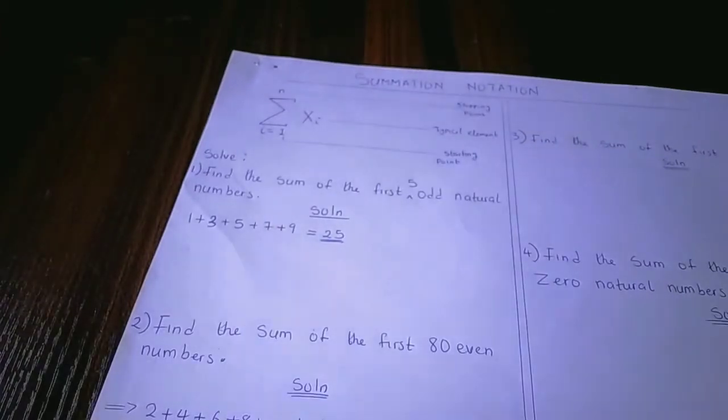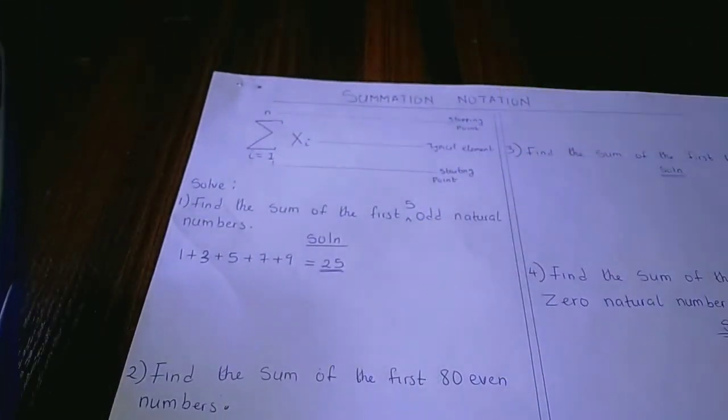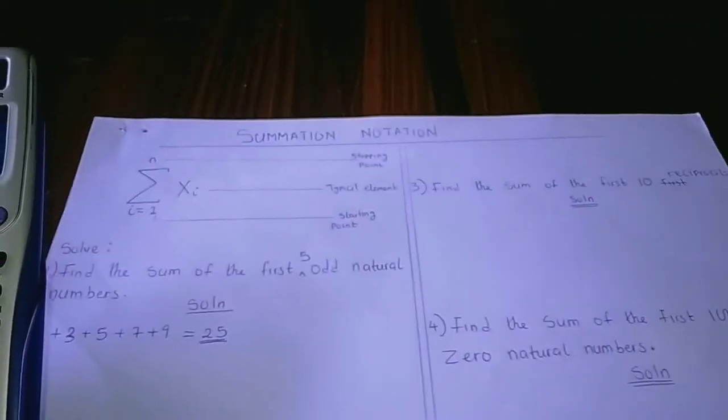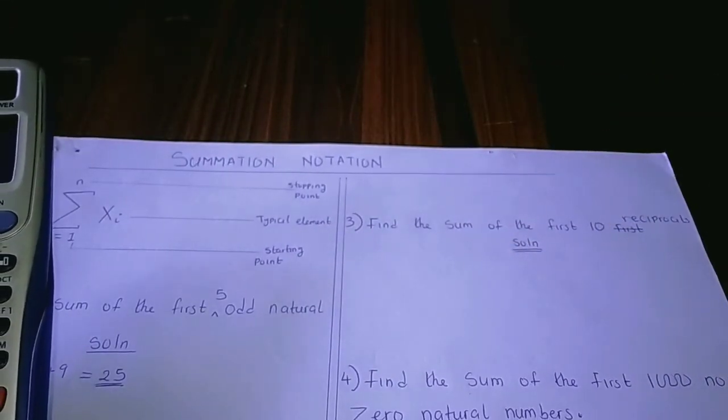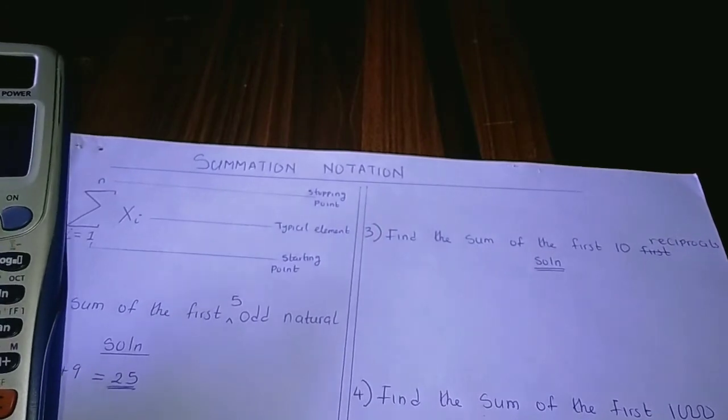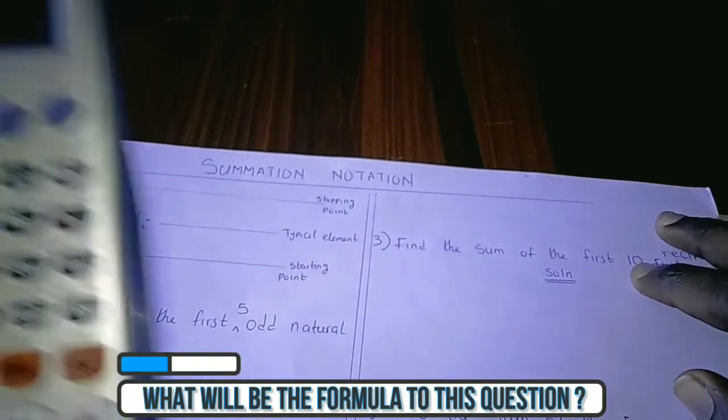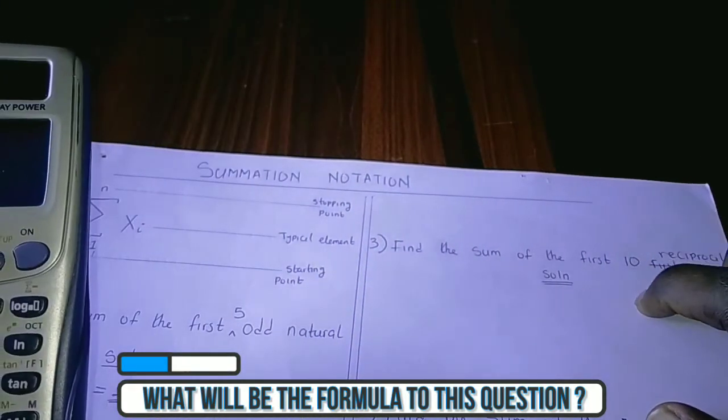Now at the end, just keep watching, because at the end I will write down all these formulas for you to note and jot down. Now let's find the sum of the first 10 reciprocals. Now I want to challenge you. What do you think will be the formula to this question?